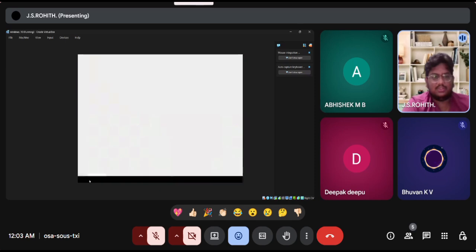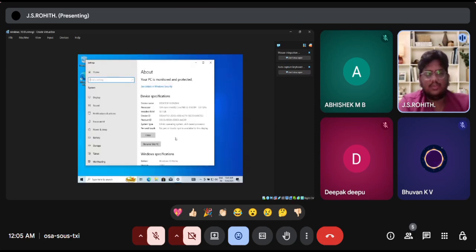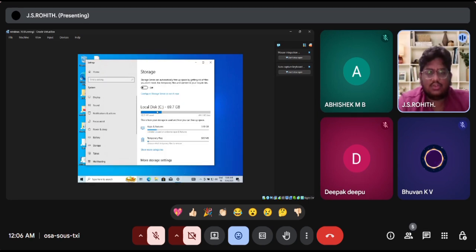Let's see the specifications. Here we can see the device specifications. We set the RAM to 10.1 GB, and we set the ROM to 69.7 GB, and we used 20.5 GB, and we still have 49.1 GB.